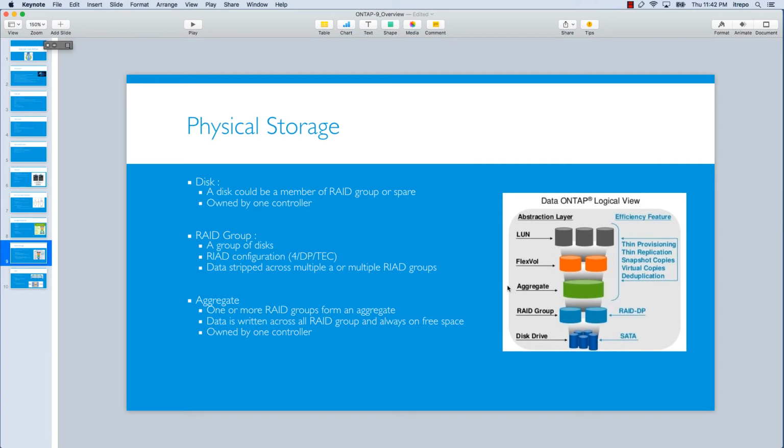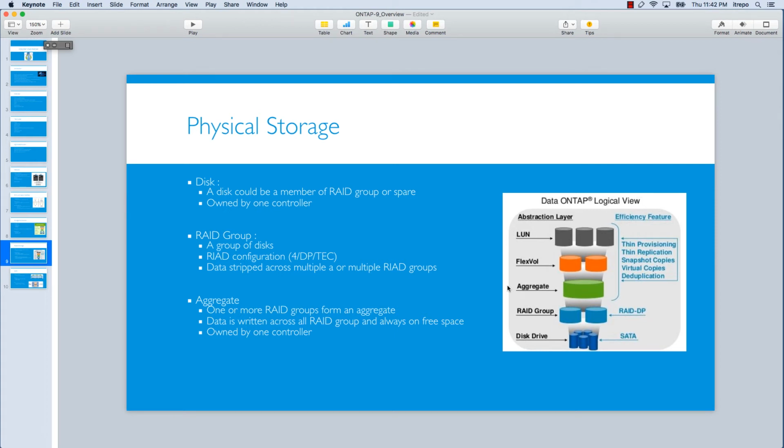When a disk enters the system in the NetApp ecosystem, the disk is unowned or unassigned, and ownership is automatically or manually assigned to one controller. After the ownership is assigned, a disk is marked as a spare. It is a spare until the disk is used to create an aggregate, where we create RAID groups and then aggregates, or it is added to an existing aggregate. So when you enter a disk into the system, it's a spare. You can add it to existing aggregates, or you can create aggregates from those disks.